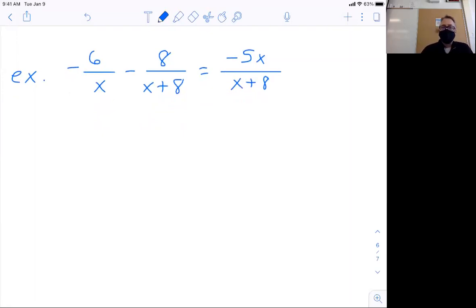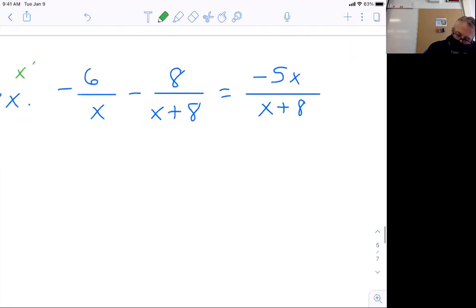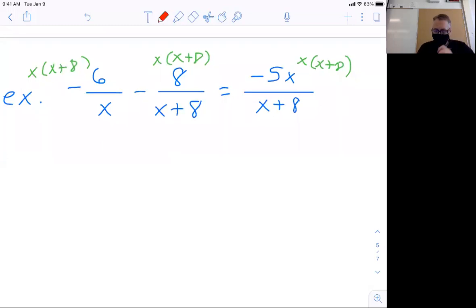So our common denominator is x times x plus 8. So I'm going to multiply everything by the common denominator, right? x times x plus 8 here, x times x plus 8 here, x times x plus 8 here. And we did that so that we can cancel. Cancel x's, cancel x plus 8, cancel x plus 8. If I'm going too fast, please tell me to slow down.